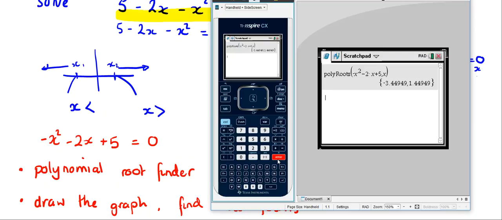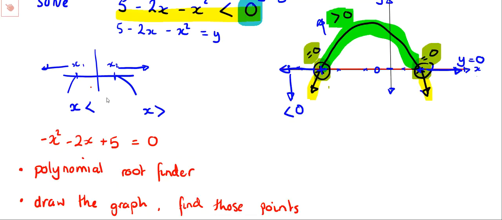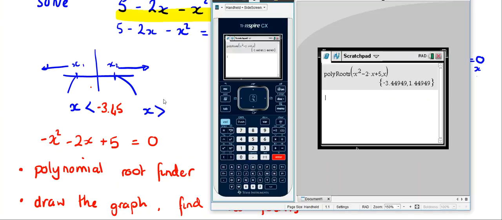Alright, so that means that on our graph here, we've got -3.45, so that has to be here. So -3.45, and the other one was 1.45.